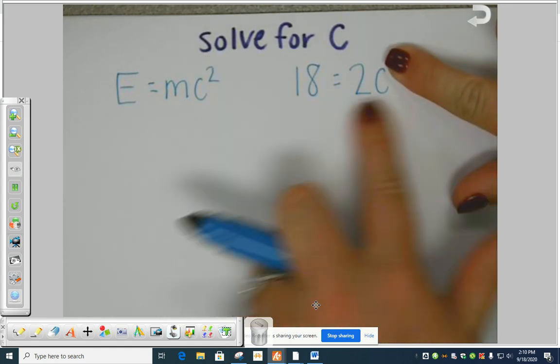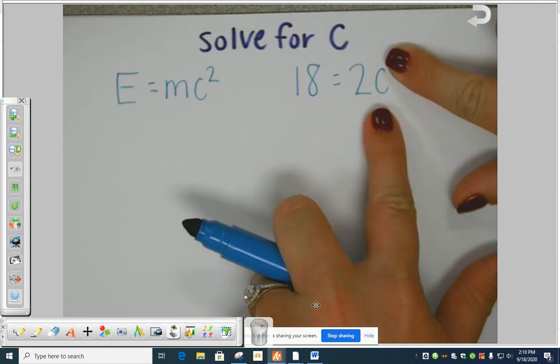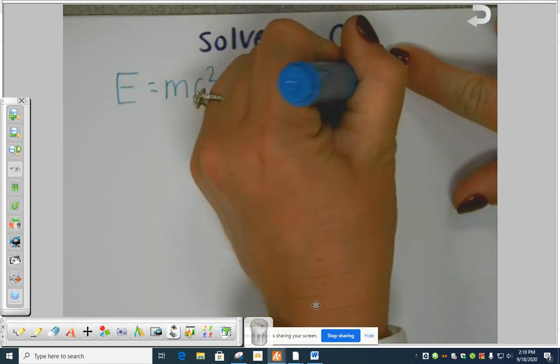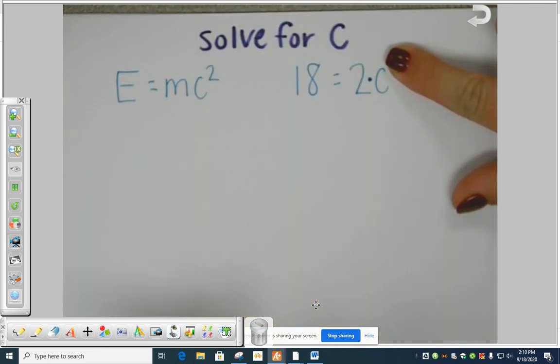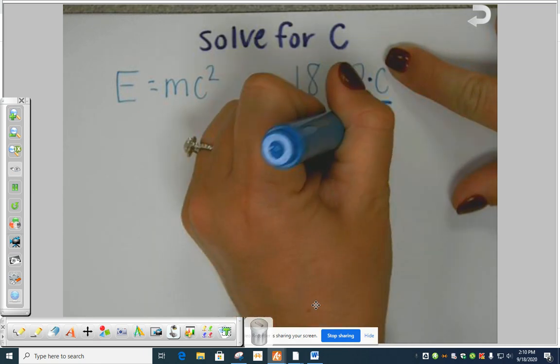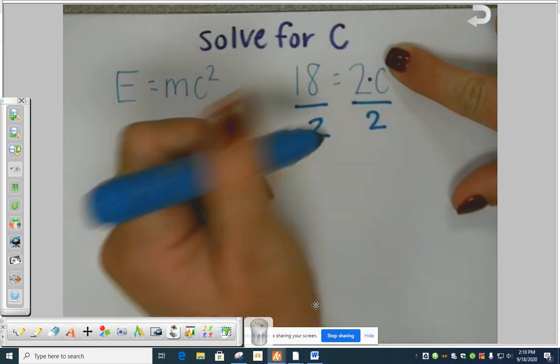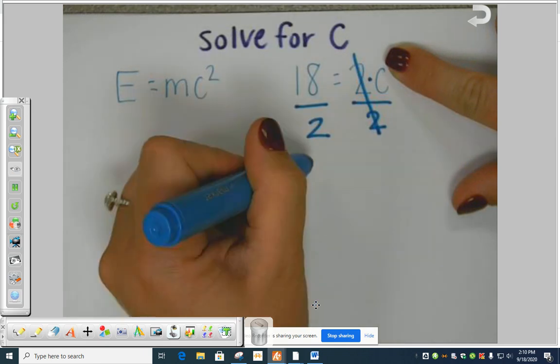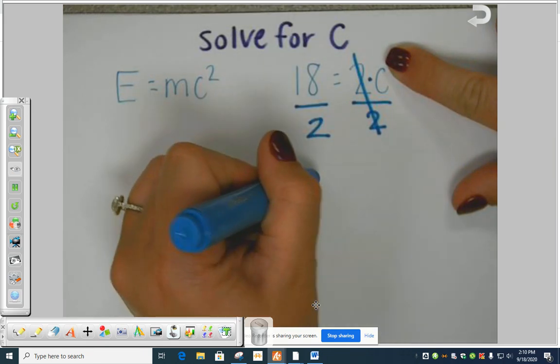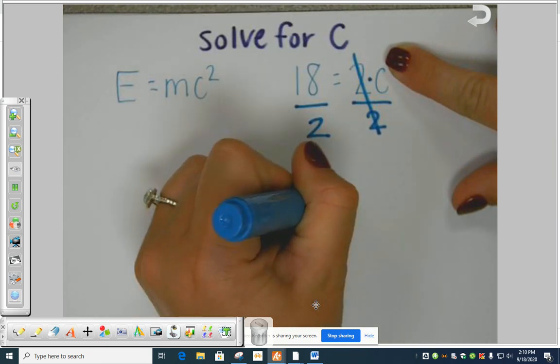If I wanted to solve for C, that's saying 2 times C, so the inverse or the opposite of multiplying by 2 would be to divide both sides by 2. So my 2's are going to cancel out. 18 divided by 2 gives me 9.